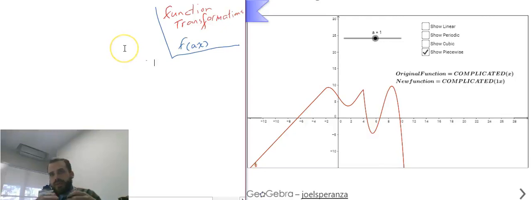Okay, this is probably my least favorite function transformation. We've left it till last. f of ax. So that's anywhere you see the letter x inside of a function, you multiply it by a.